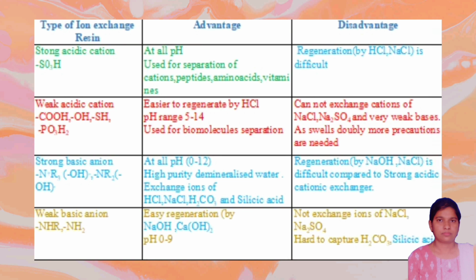Weakly basic anion exchange resins containing secondary amine groups can be regenerated by using sodium hydroxide and calcium hydroxide. These can be used at pH range 0 to 9. These resins cannot exchange ions of NaCl, Na2SO4 as strong base byproducts are formed which restrict the dissociation of the ion exchanger by reversing the reaction.